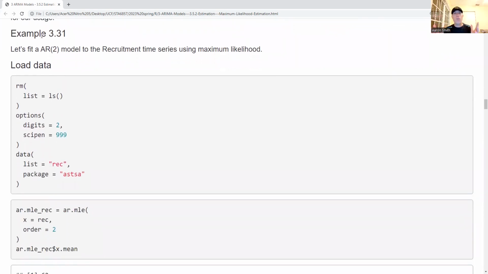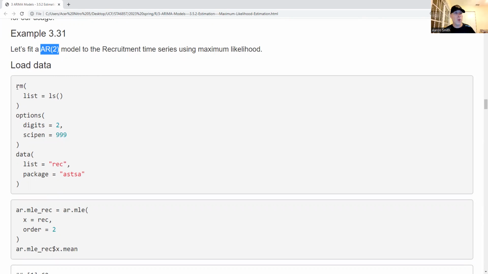All right, so let's go ahead and just run through an example. Remember, we go through all this theory stuff so that we have a better understanding of the real models that we build when I have real life data on the job employment coming in. And so I'm going to build an AR2 model on that recruitment time series using maximum likelihood.